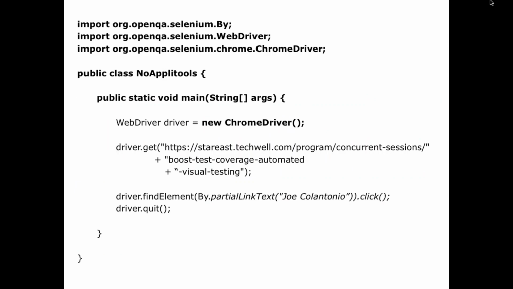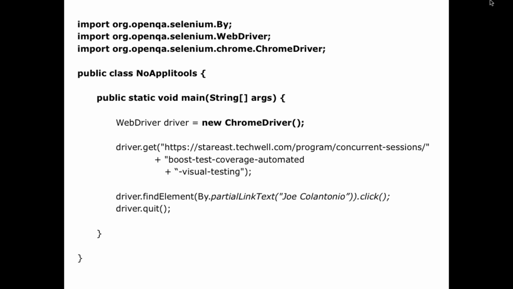So here's the test without any visual validation in it. It should seem pretty simple. Like I said, it's just a standard Selenium script. All we're doing is importing the Chrome driver and using it. Once we have a Chrome driver instance, I'm just using get to navigate to the website. Once I get to the website, I'm looking for an element that has my name, Joe Colantonio. I click on it, and then I close the driver. That's the whole script.